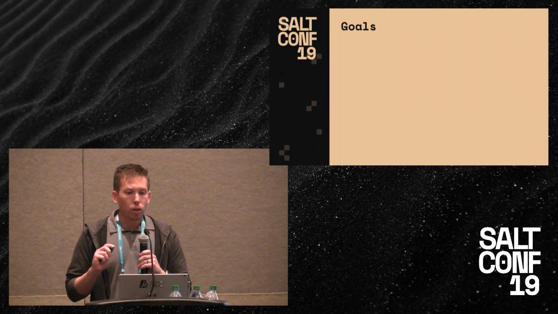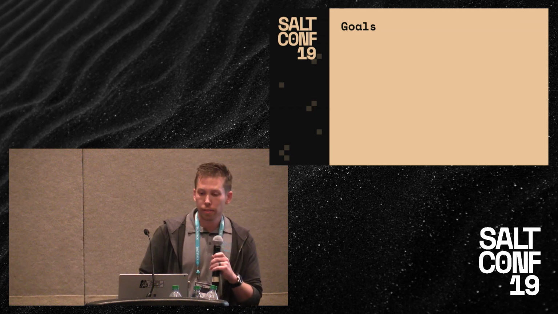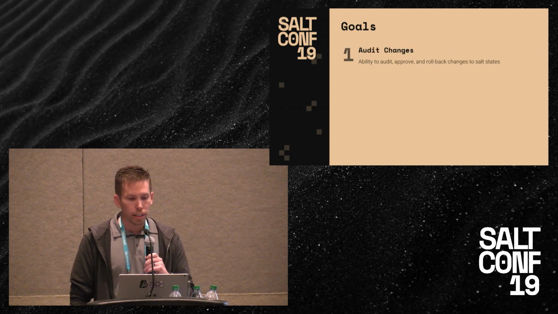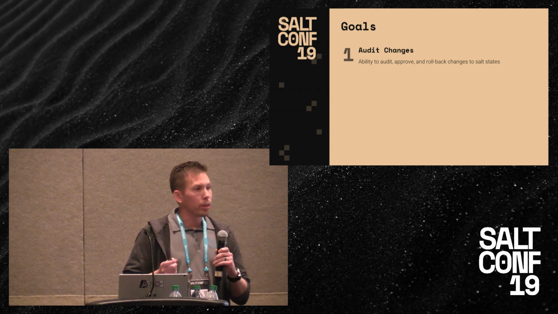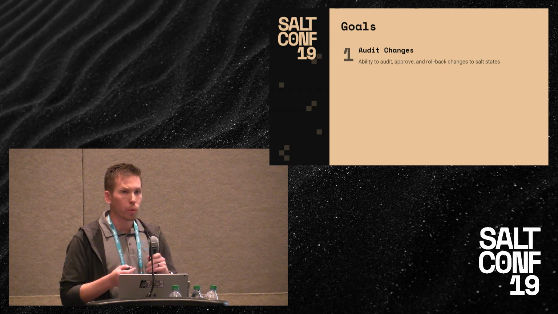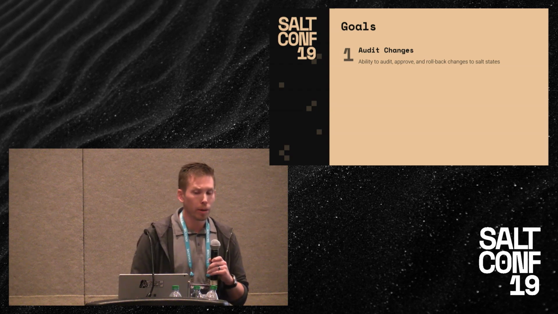So real quick, I wanted to go over three goals for this project. The first goal is being able to audit changes. So speaking earlier about not being able to roll back a salt state, we need to have the ability to know what changed in a salt state, who changed it, when it changed, and we want that ability to roll back any changes if it's not ready for prime time.